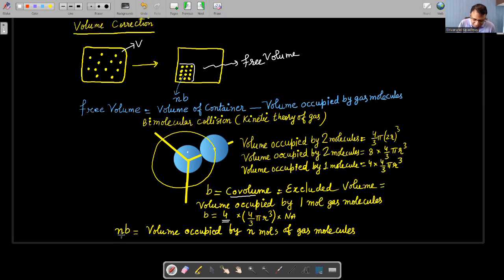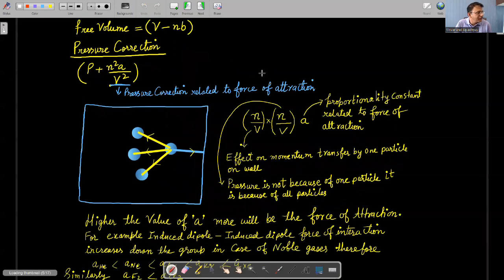Now if we calculate the value of nB, n is the number of moles, so nB is the volume occupied by n moles of real gas molecules. So from here we can say that V is the volume of the container and nB is the volume occupied by n moles of real gas molecules. In order to determine the free volume, if I subtract the volume of real gas molecules from the volume of the container, we get the free volume. So we write that free volume is equal to V minus nB.